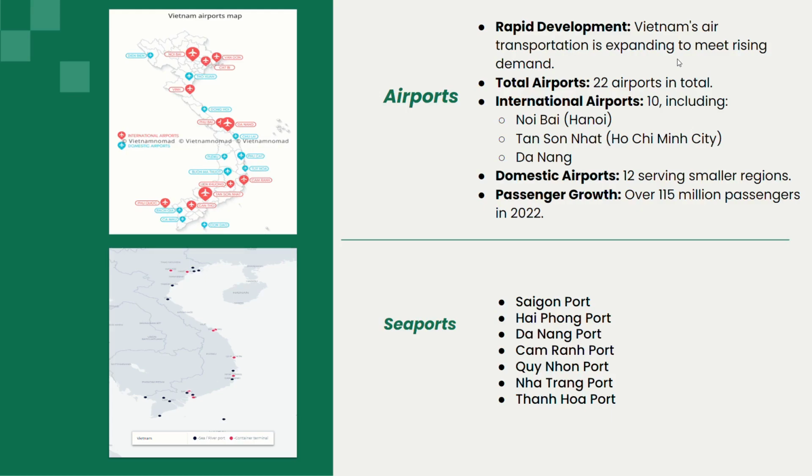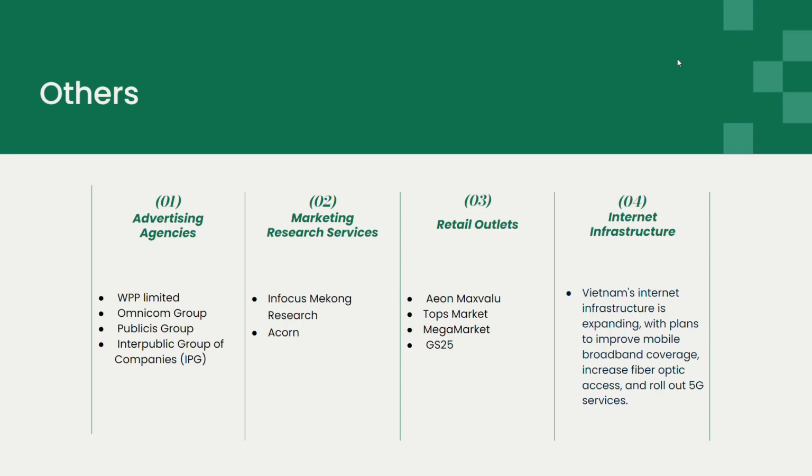Over 115 million passengers traveled in 2022. Then there are some major seaports which I have mentioned in this slide. In the other categories, advertising agencies and marketing research services are there for the welfare of the country, and major retail outlets are there like GS25, mega markets and stock markets. Vietnam's internet infrastructure is expanding day by day for the betterment of the country.